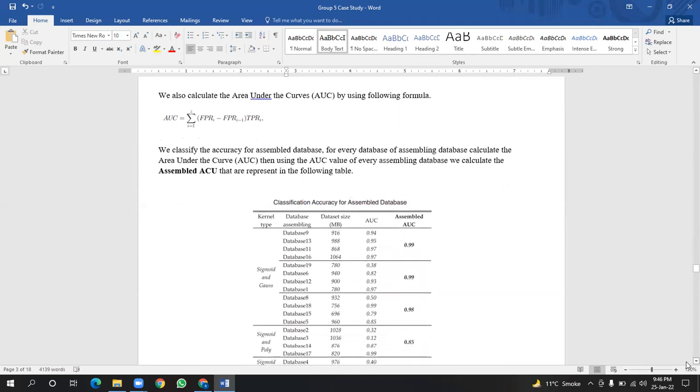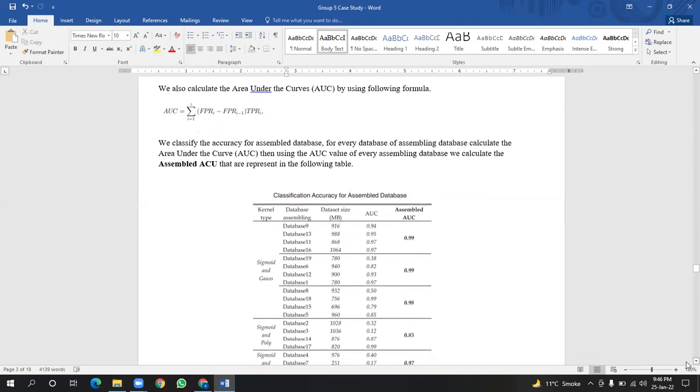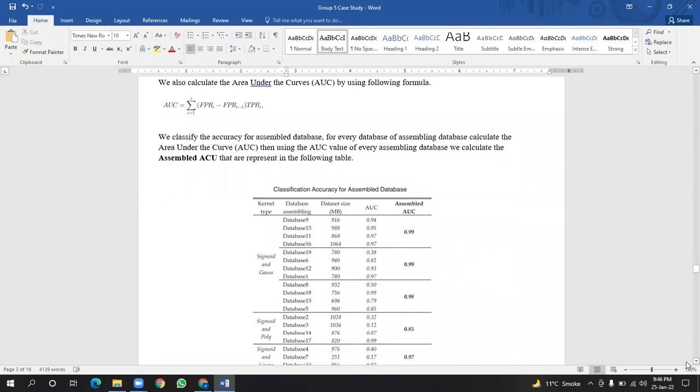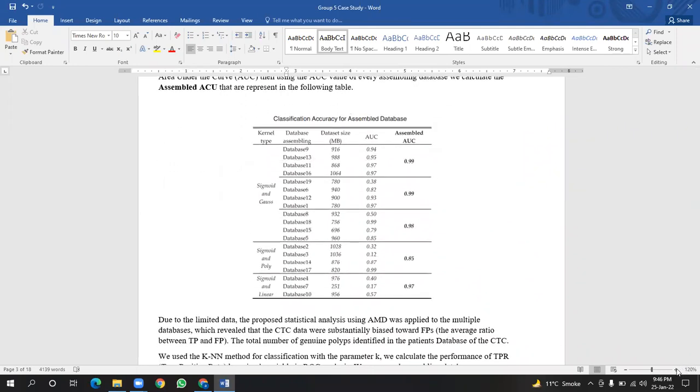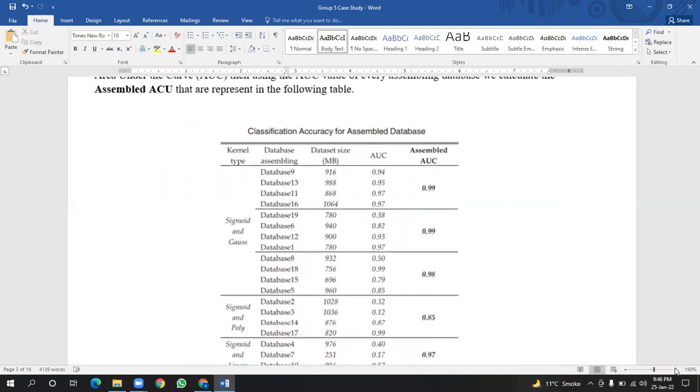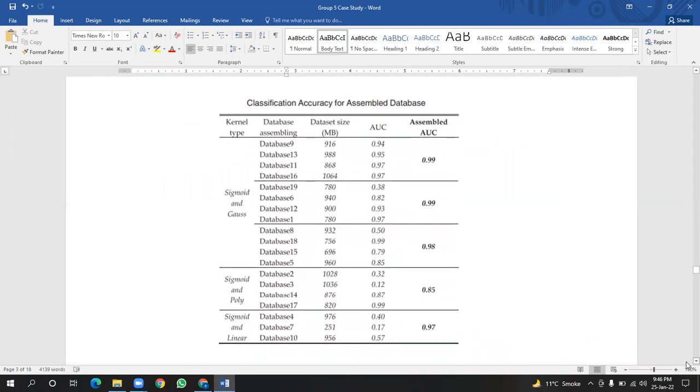We also calculate the area under the curve by using the following formula. We classify the accuracy of the assembled database. For every database of the assembled database, we calculate the area under the curve using the AUC value of every assembled database. We calculate the assembled AUC presented in the following table. In this table, we have the sigmoid and Gaussian database results separate from the sigmoid and polynomial database results, and the sigmoid and linear database results.